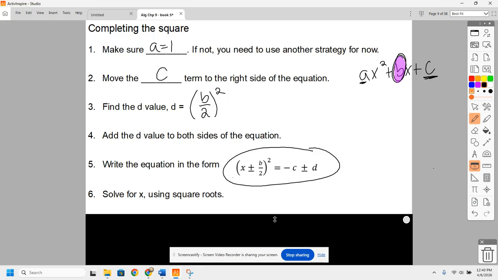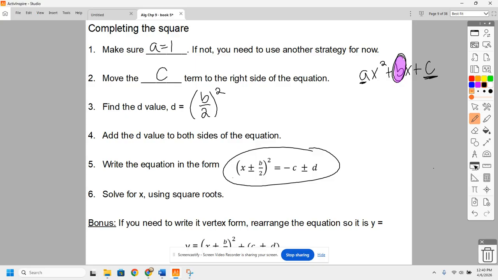Now this process is also really helpful if you're required to write something in vertex form, because perfect square trinomials are like vertex form. So this bonus little step down here, bonus, if you need to write it in vertex form, you actually are almost there. By completing the square, you just have to make it y equals. So move everything around, rearrange the problem, so it's y equals your perfect square trinomial plus or minus, which ends up being your k value in vertex form. So these are all kind of tying together with a lot of things we've learned.